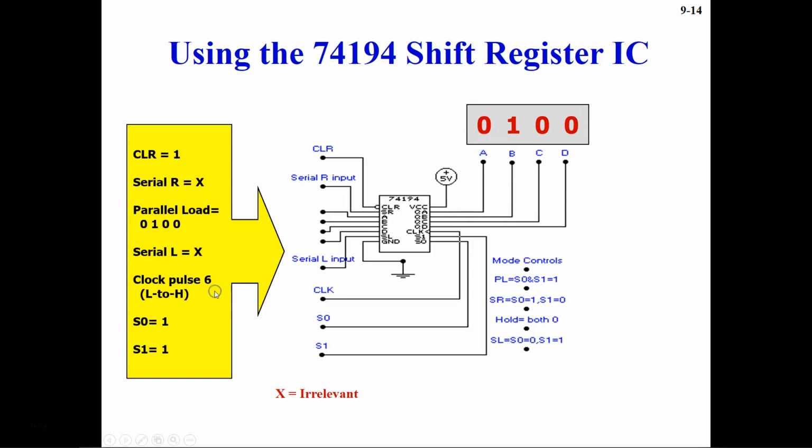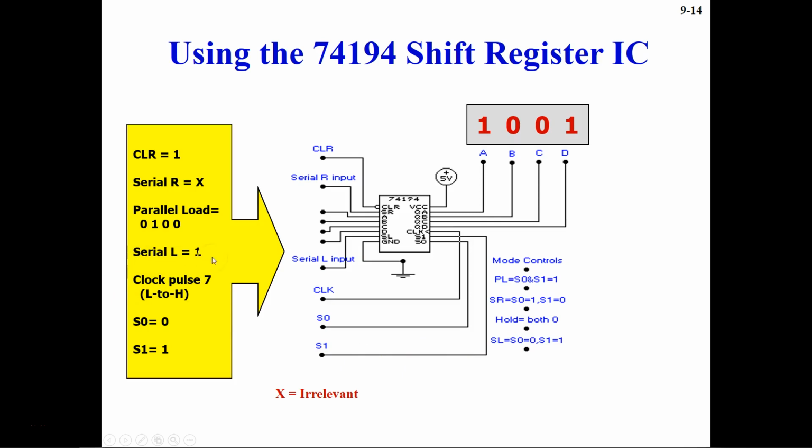Now next we have clear equal to 1, serial R equal to X, so X is irrelevant, you have not connected anything. Parallel load is 0 1 0 0. Serial L is equal to 1. So now here we have an interesting case. S0 is equal to 1 and S1 is equal to 1. So this is a shift left case and clock pulse is 7.